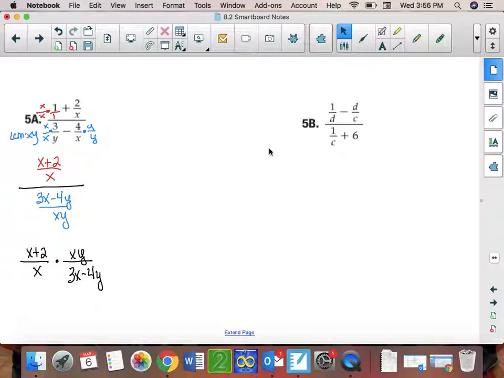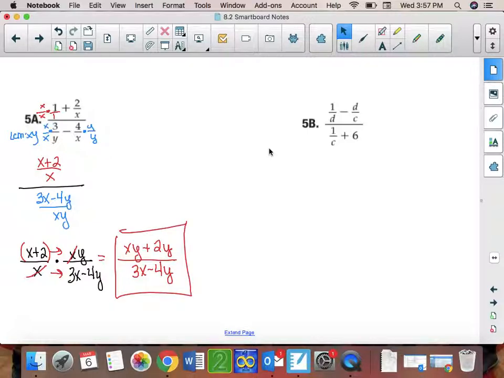Okay, so I'm going to cancel out those x's, top and bottom, and there's nothing else I can cancel, so now I'm just going to multiply across the top and multiply across the bottom. That's a binomial. So this would be xy plus 2y over 3x minus 4y. And that would be my final answer.